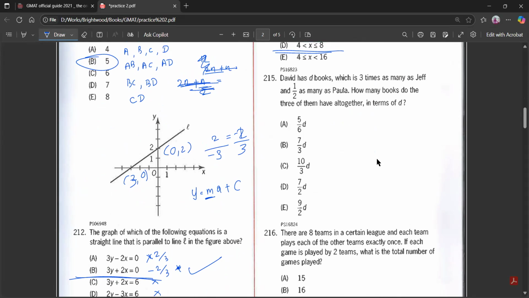Okay, next thing. David has D books, which is 3 times as many as Jeff and 1 over 2 as many as Paula. How many books do the 3 of them have together? Here David had D, 3 times of 3D.